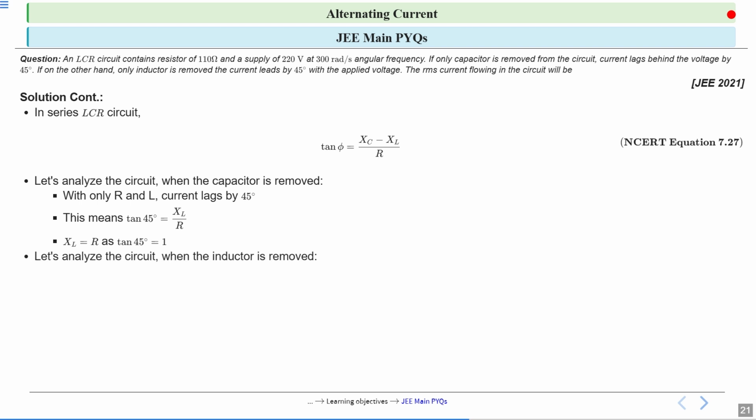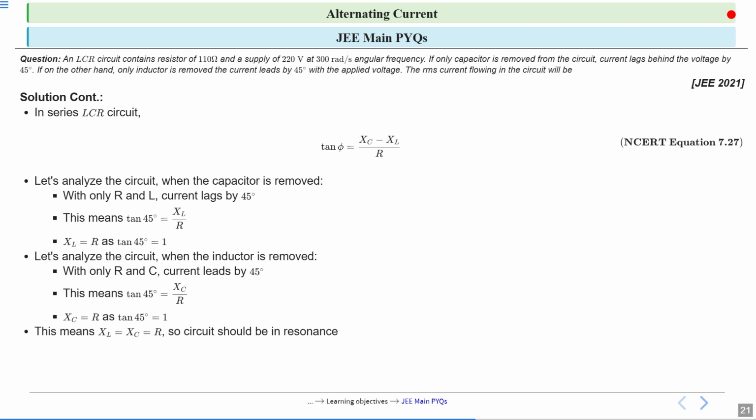Okay, now let's analyze the circuit when the inductor is removed. Now the inductor is removed, XL becomes equal to 0. So tan phi will be equal to XC upon R. And again the phase difference is 45 degree with only R and C, current leads by 45 degree. So tan 45 degrees is XC upon R. This means XC is equal to R. So both XC and XL are equal to R and they are equal.